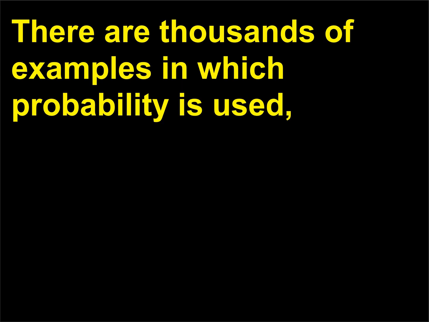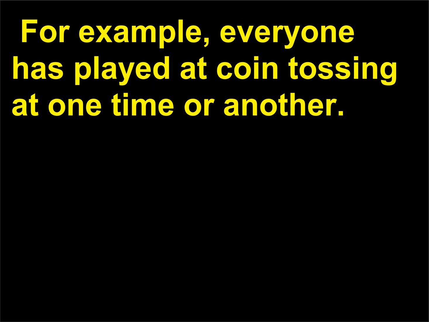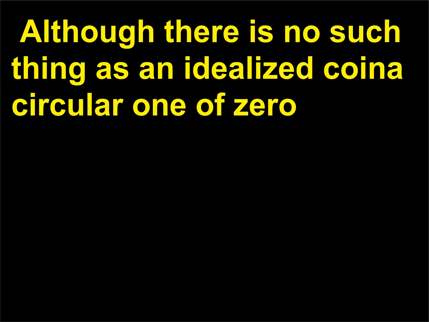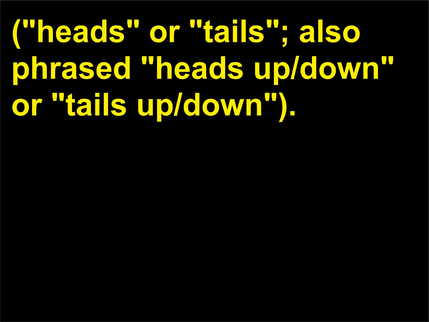There are thousands of examples in which probability is used. Some are familiar, and some originate from the seamier side of life. For example, everyone has played at coin tossing at one time or another. Although there is no such thing as an idealized coin as circular one of 0 thickness, most coin tosses use the coins available, with either side face up. Heads or tails, also phrased heads up/down or tails up/down.